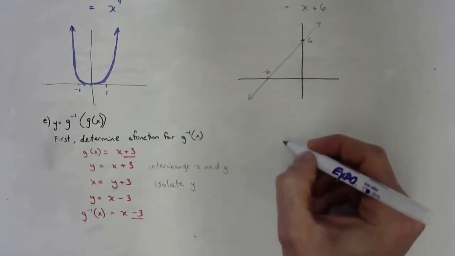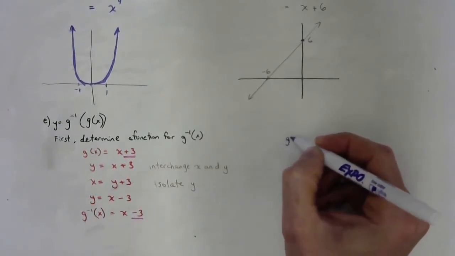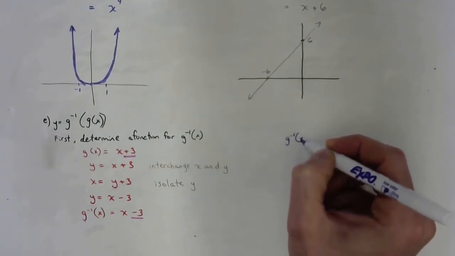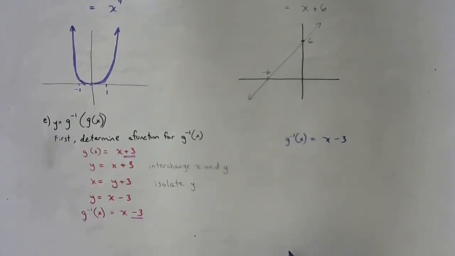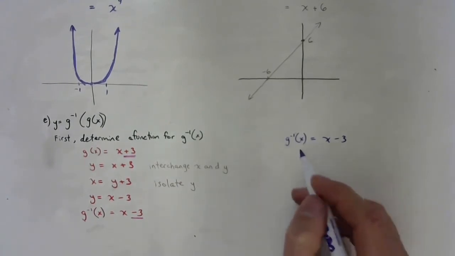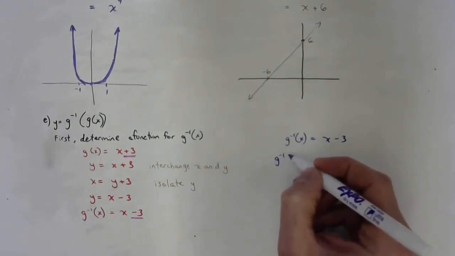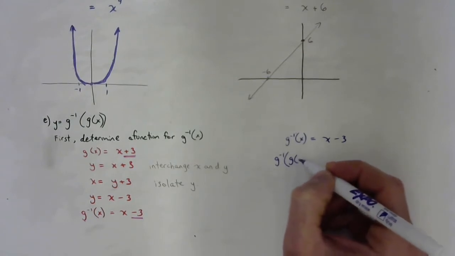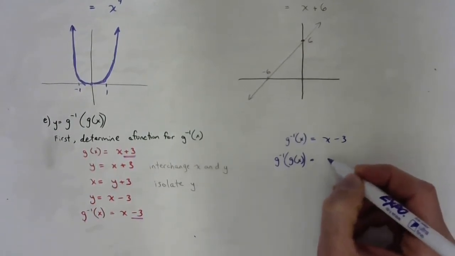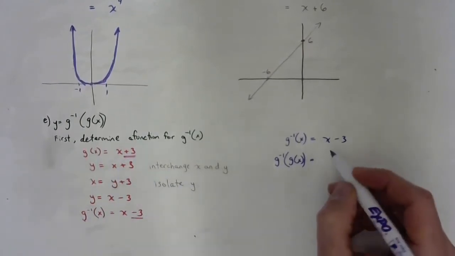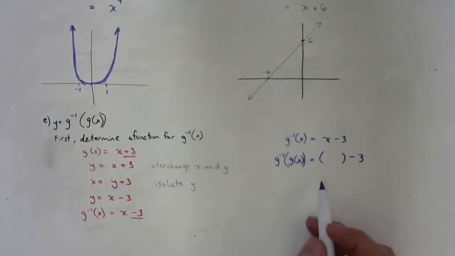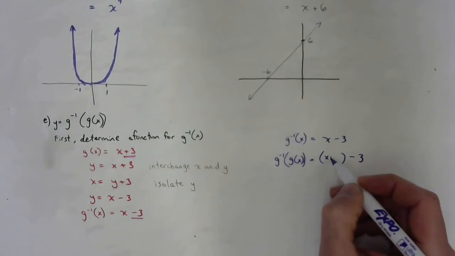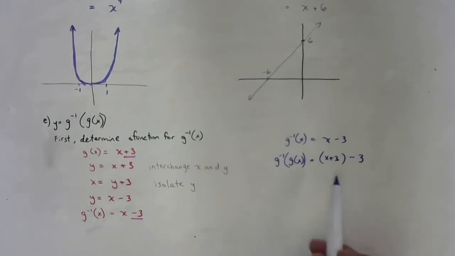We're looking for the inverse function, g of x, which we just determined as x minus 3. But now we're not subbing in a value for x. Wherever we see x, we're going to sub in the function g of x, which is x plus 3. So for this x, I'm going to have a bracket. That's going to be my x. And then in there, I'm going to sub in x plus 3. Now it's really easy to see this is just x plus 3, x minus 3.